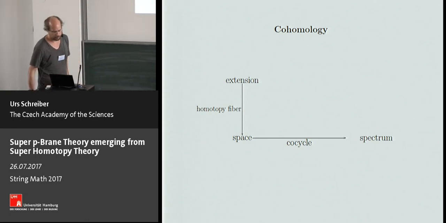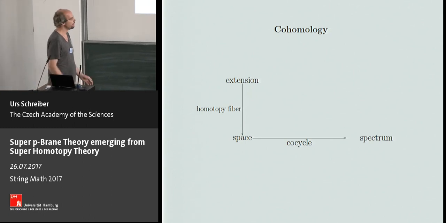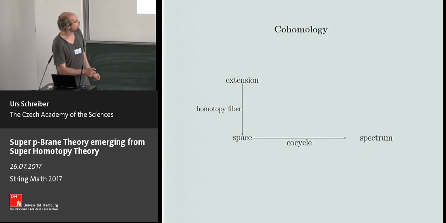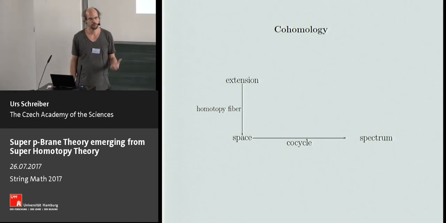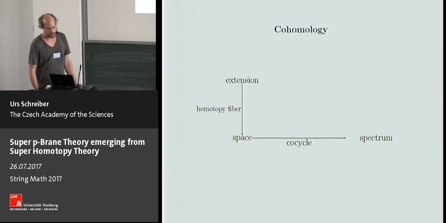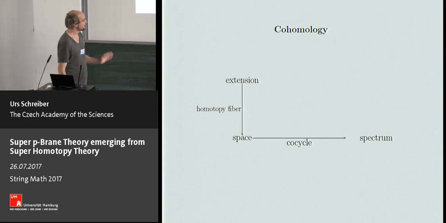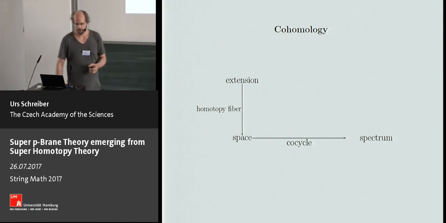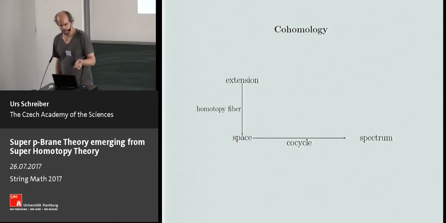So one beauty of homotopy theory is that it subsumes cohomology. Cohomology is about mapping spaces in homotopy theory. If you do have a space and map it to some spectrum, that is the same thing as a cocycle on that space with coefficients in the cohomology theory classified by that spectrum. The important point for us here is that for every map, we can ask for its homotopy fiber, and that homotopy fiber is the higher extension that is classified by this cocycle.